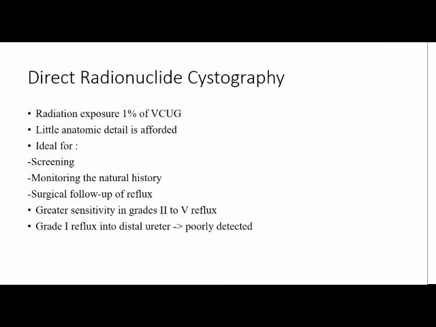Coming to the direct radionuclide cystography, the radiation exposure is 1% of MCU. This is ideal for screening, monitoring natural history, and surgical follow-up of the reflux. Greater sensitivity is there in grade 2 to grade 5 reflux. Grade 1 reflux into the distal ureters is poorly detected through this. This is the nuclear cystogram that demonstrates grade 3 reflux.